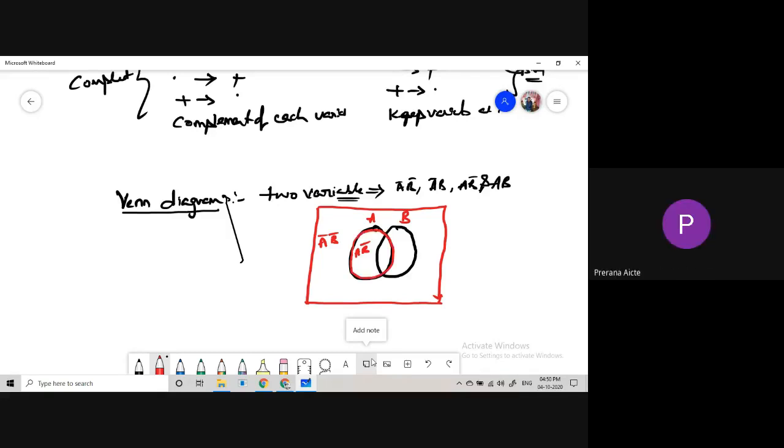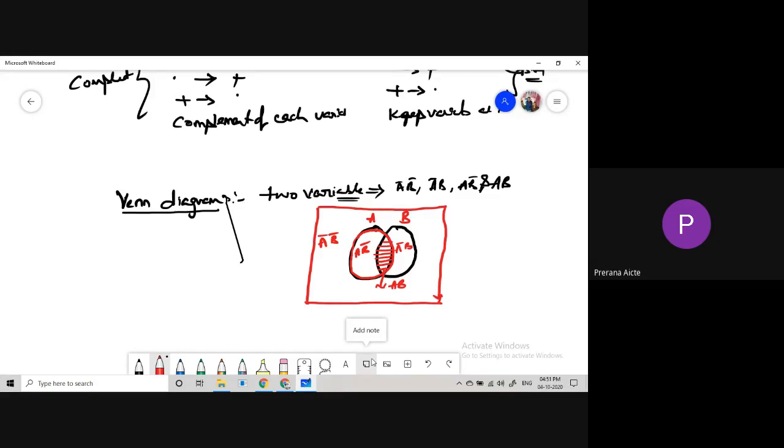So here the maximum value is A. That's why it is nothing but A B bar. And for the black line, it is nothing but A bar B. And this shaded part is nothing but AB.